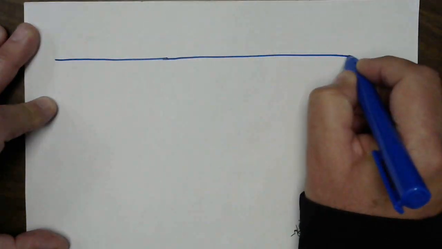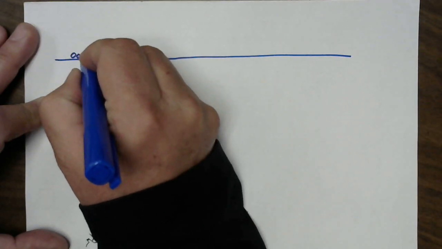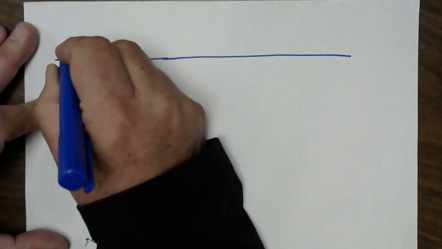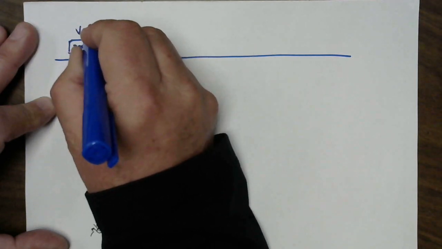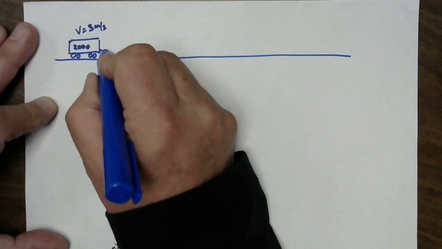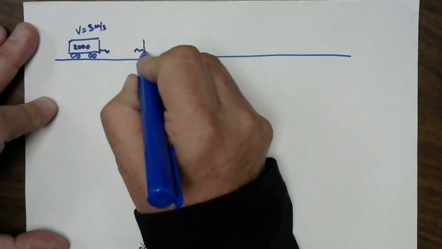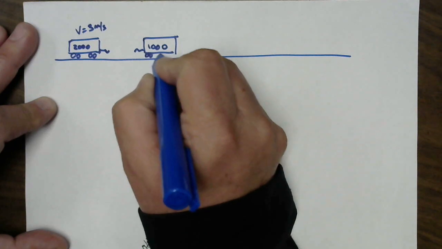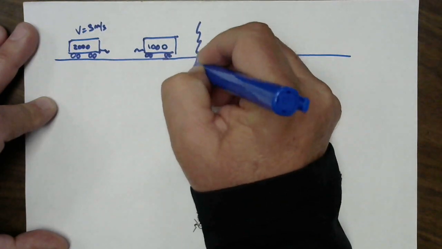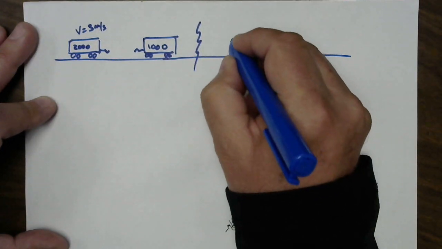Let's see. We're going to need to cross the whole page. There we go. So we've got the boxcar coming in, only this one's going to be loaded. It's 2,000 kilograms with a velocity of 3 meters per second, and it is going to hit the old 1,000 kilogram resting boxcar. And then they're going to stick together.